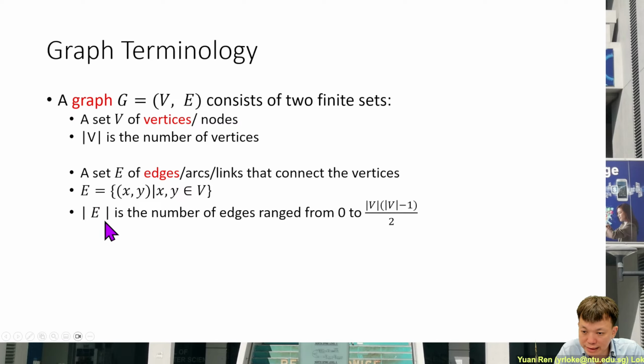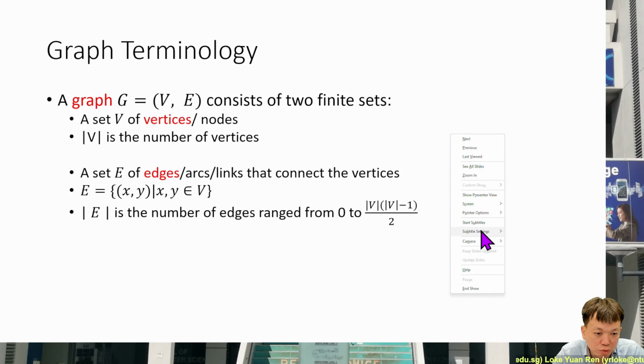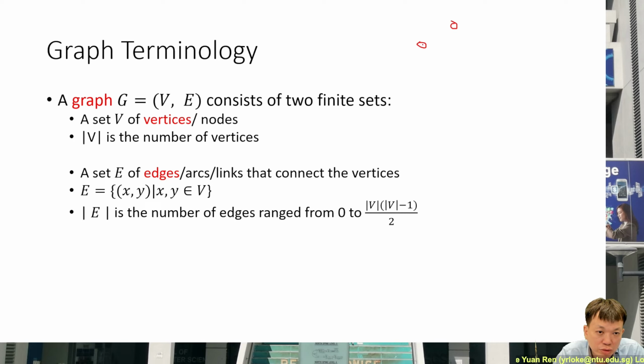Then this represents the number of edges. Not surprisingly, it can range from 0 to the number of vertices times the number of vertices minus 1, over 2. You can easily use one example to visualize it. Why is it so? Let's say I have 5 vertices: 1, 2, 3, 4, 5. You have n vertices, n being the number of vertices in this graph.